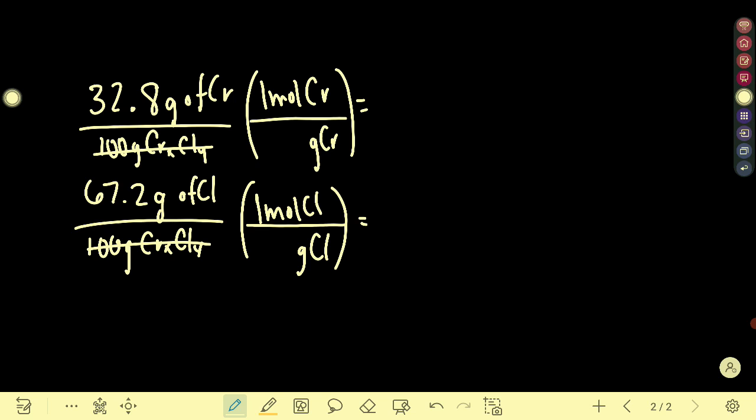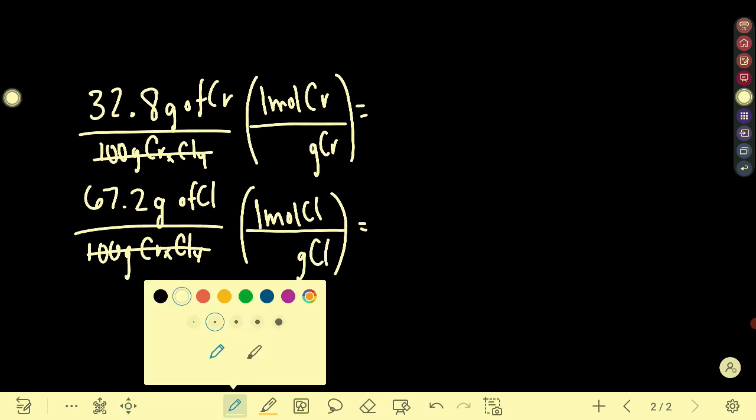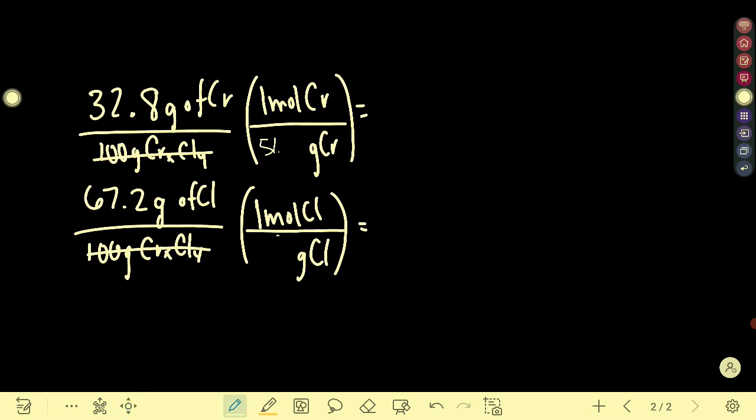All right, on the bottom for the chromium, we should have gotten 51.996 grams, and then on the chlorine, we would have gotten 35.453 grams. Now, when we type that into our calculator, again, we've got to pull at least 6 digits. So we're going to do 32.8 divided by 51.996, and I am getting 0.6308. So I got 4, I've got to pull 2 more, 18, and that's moles of chromium present in this sample.